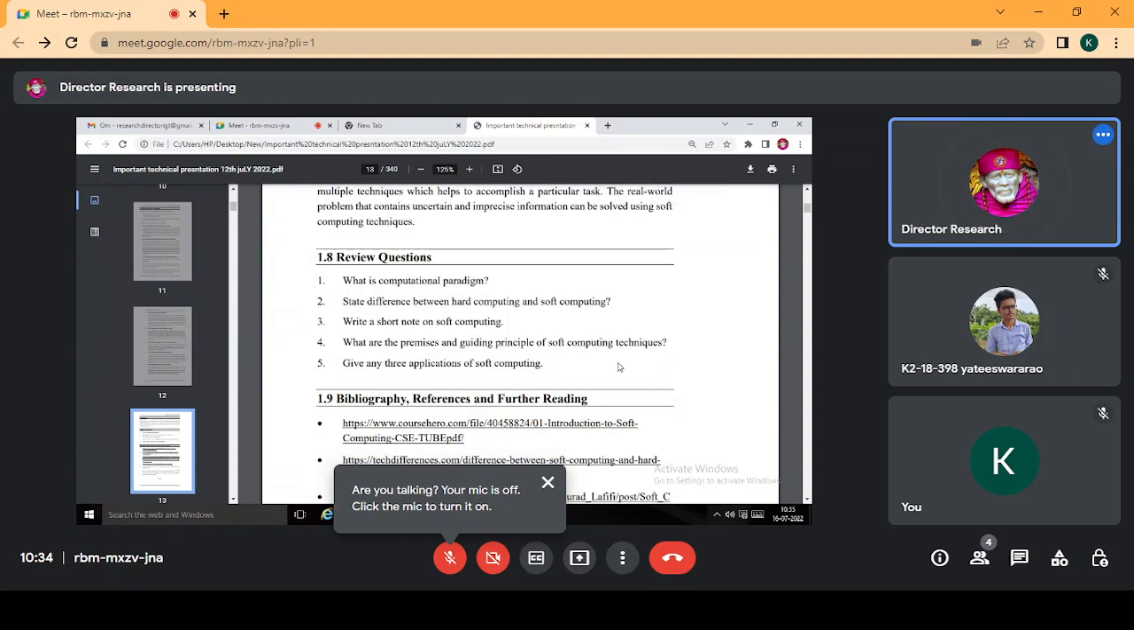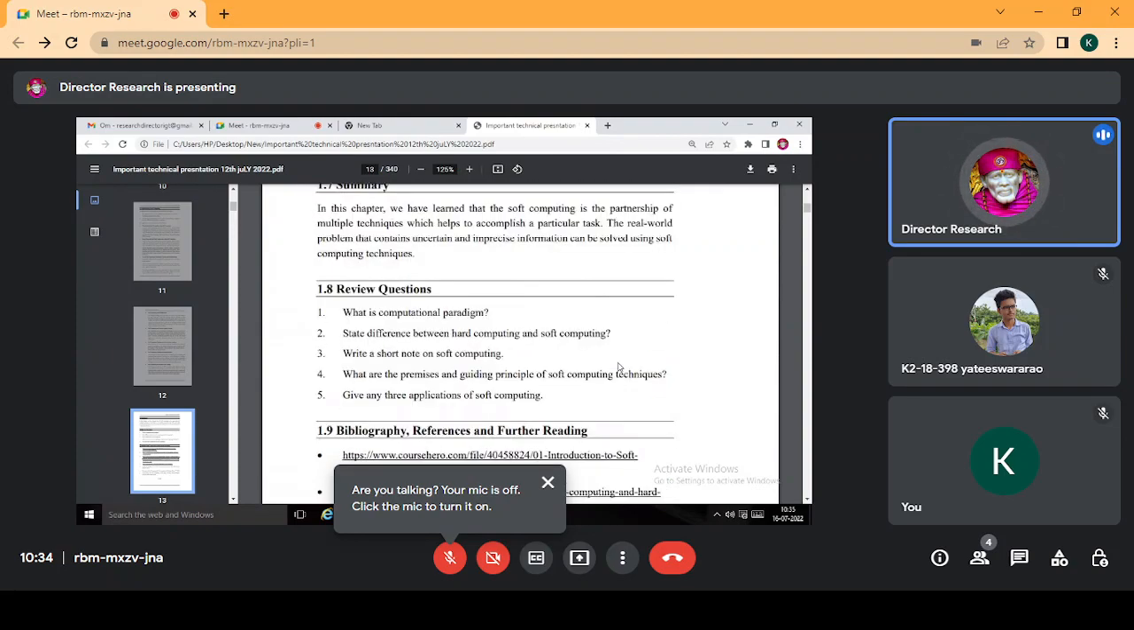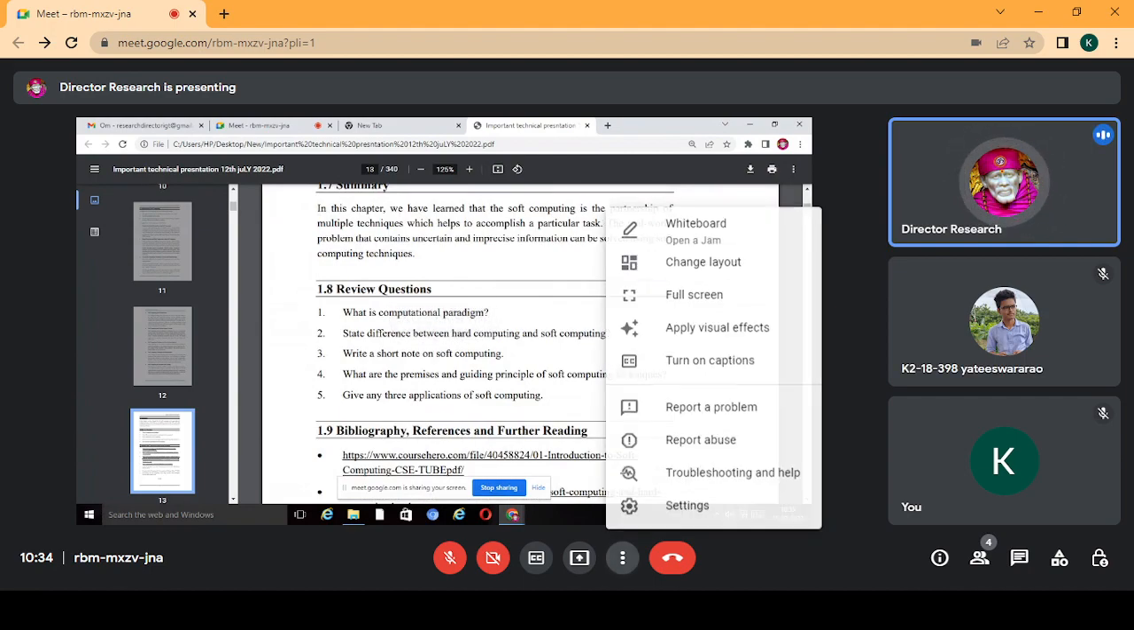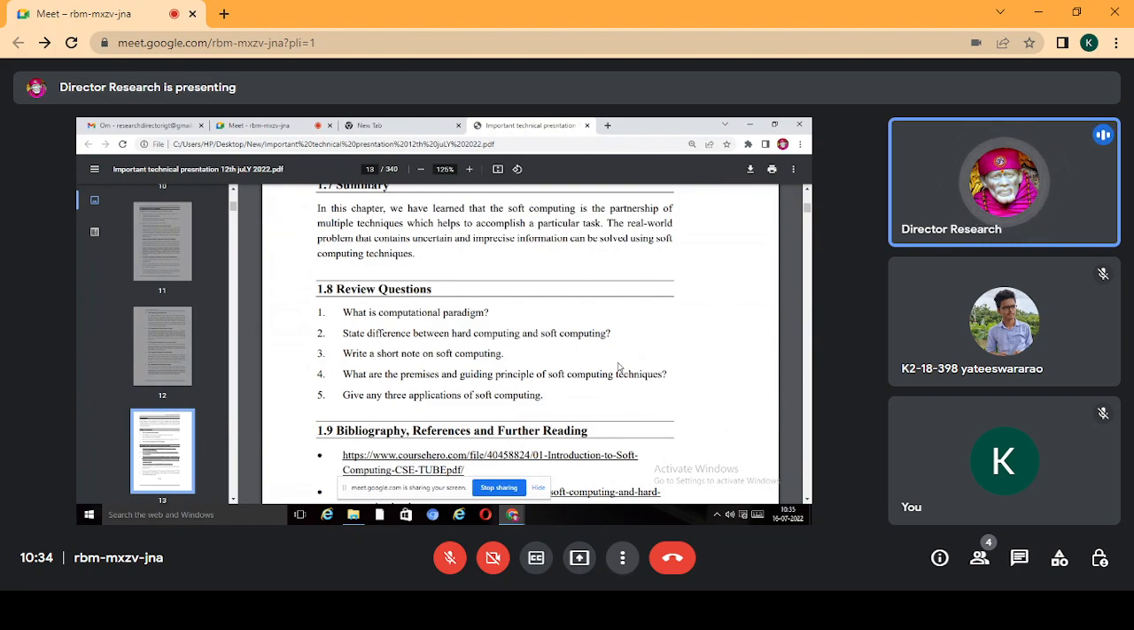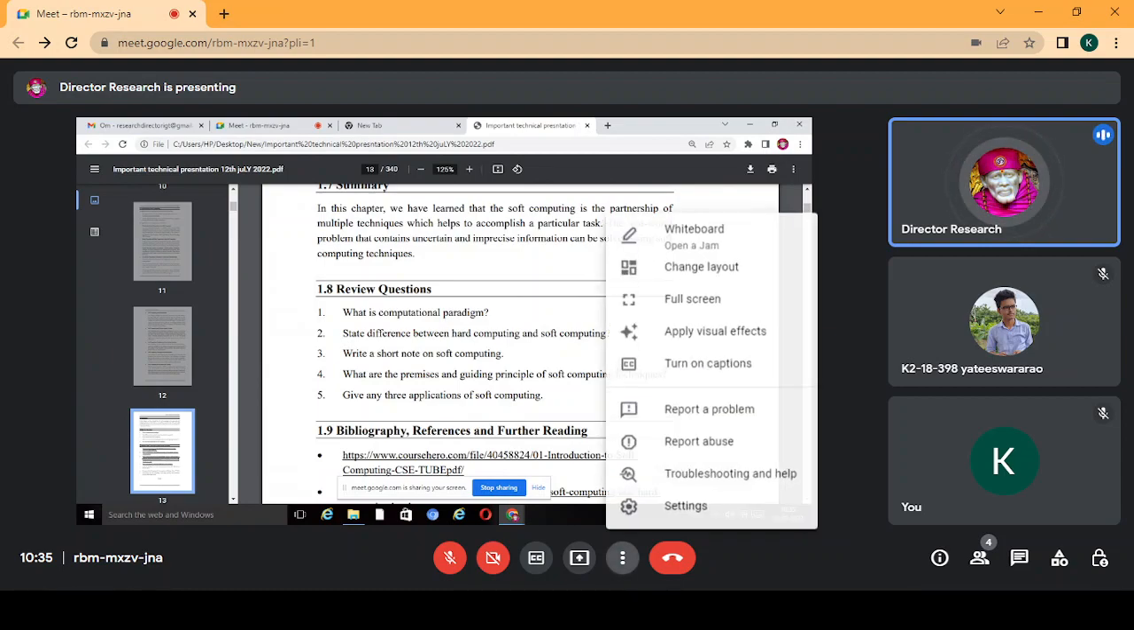Okay, so you should be in a position to answer these review questions. What is computational paradigm? State the difference between hard computing and soft computing. Write short notes on soft computing. What are the premises and guiding principles of soft computing techniques? Give any 3 applications of soft computing.